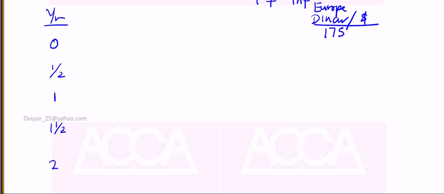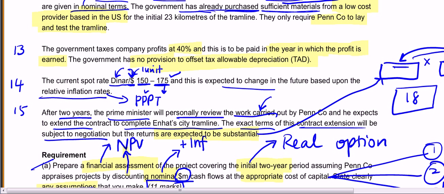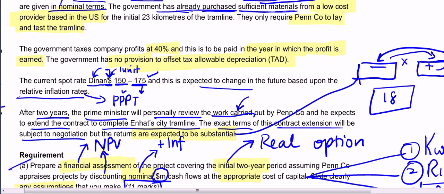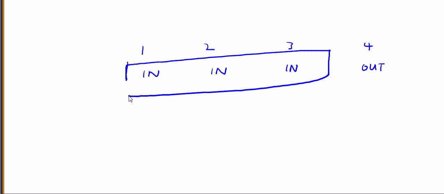If it's going to be cost, let's say for example, year 1, year 2, year 3, year 4, money coming in, money coming in, money coming in, money going out for some reason, net outflow. This you have to forecast using 175. This alone you have to forecast for that particular period using 150. Are you clear? But in this case, this is not the case.